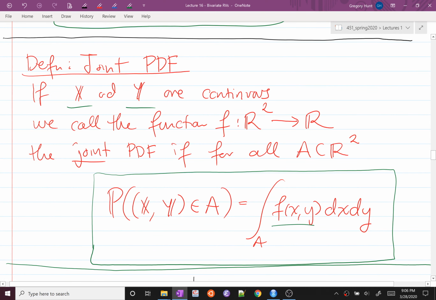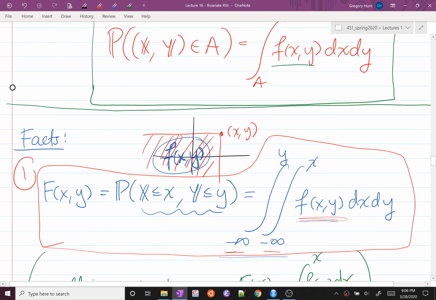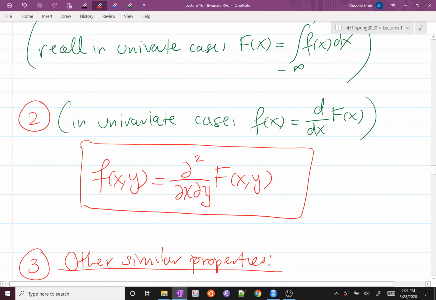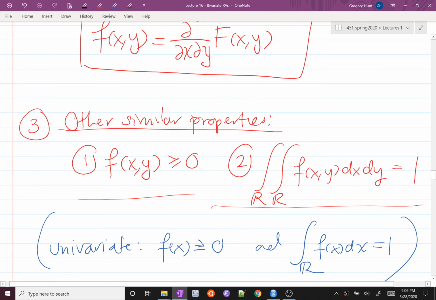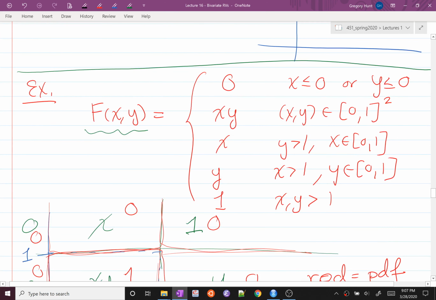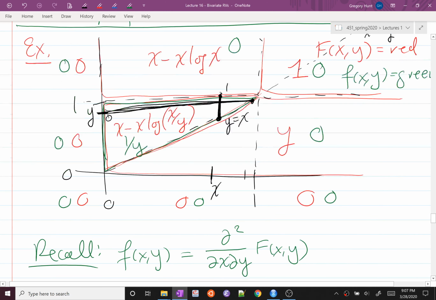And you can define a similar joint PDF, and it has all the same properties. If I want to get the joint PDF from the joint CDF, I take a mixed second partial. And if I want to get the marginals, now I integrate with respect to one variable the other, and that will give me a marginal. And then we looked at a bunch of examples, and I think it's good practice to go back through very carefully and work through these.